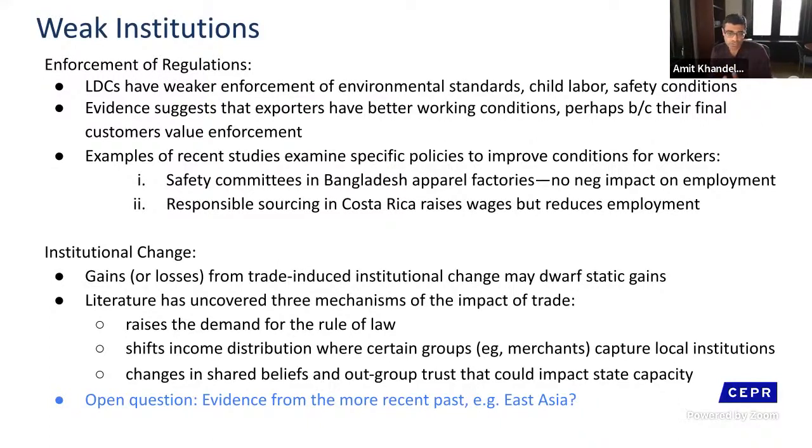And so I think this literature is also very exciting just because the magnitudes could be quite big. And I think where we see potential for open areas of research is thinking about more recent past experience. So a lot of the institutional change in trade literature is looking at long historical episodes over the past 500 years, where we also know that there have been a handful of countries, particularly in East Asia, that have seen very fast increases in growth, commensurate with very fast integration into the global economy. And thinking about institutional change in those settings, I think remains an open question.